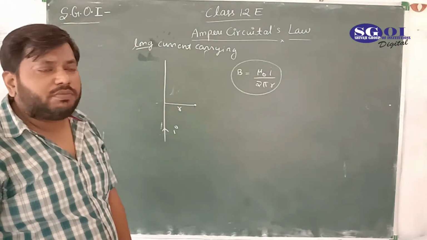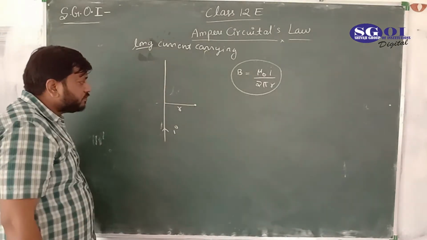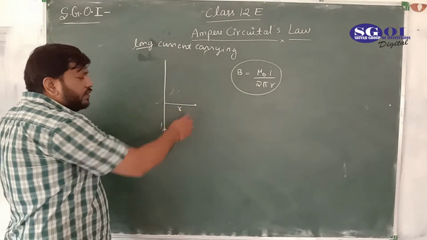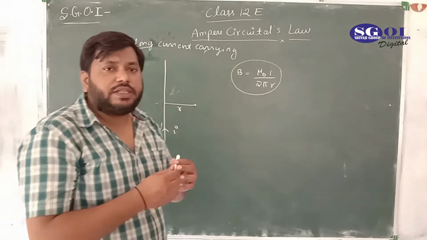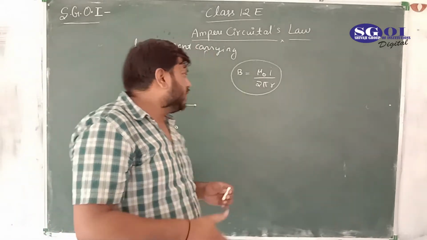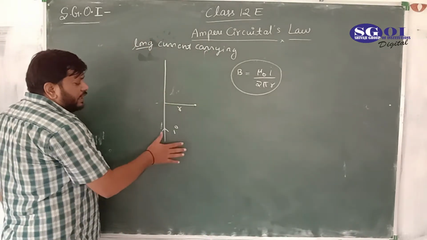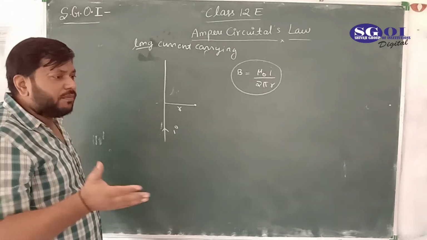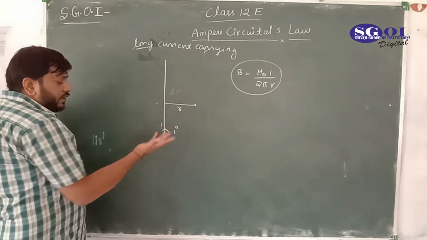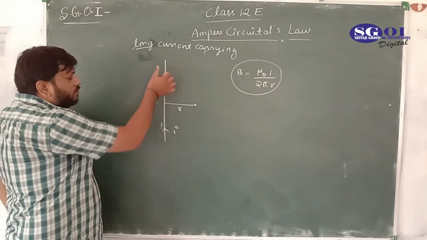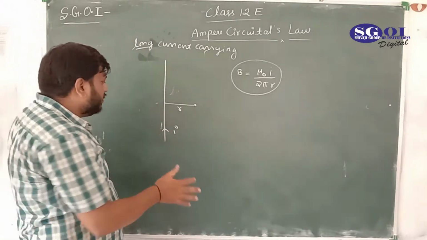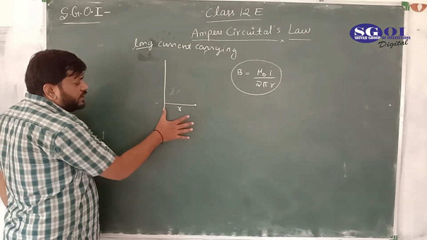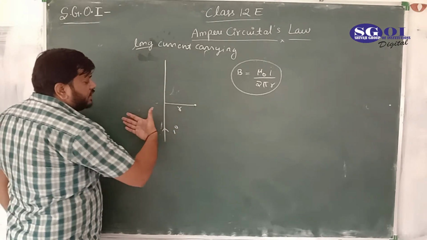And what is the direction of the magnetic field at this point? For finding the direction, we could either use Maxwell's screw rule, or we can use the right-hand palm rule. Let's say we are going to use the palm rule. So this is the palm and this is the direction of the current. Thumb would be in the direction of the current.